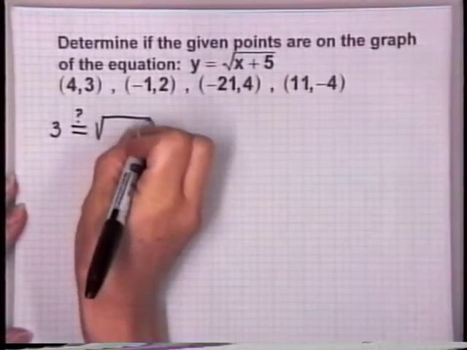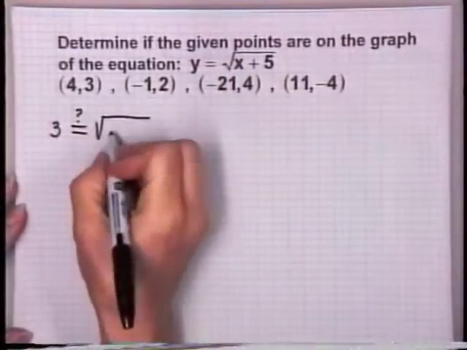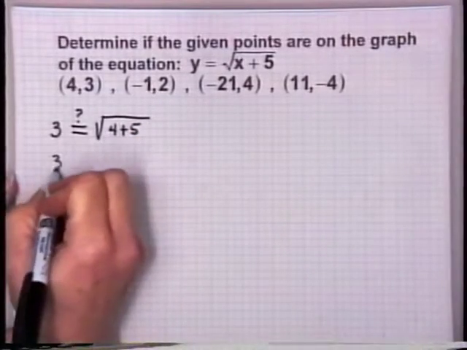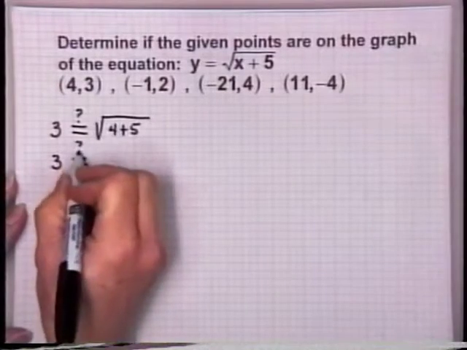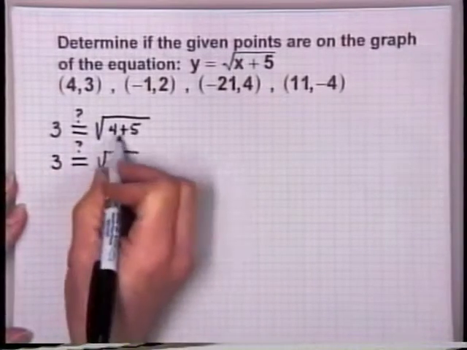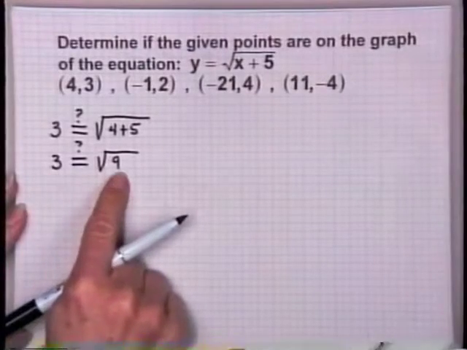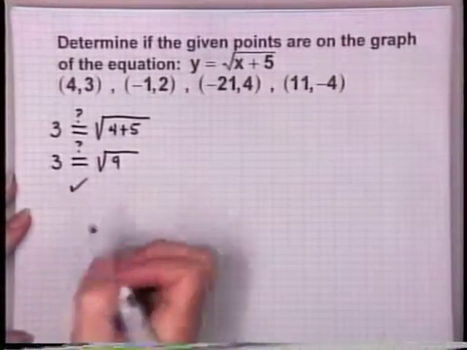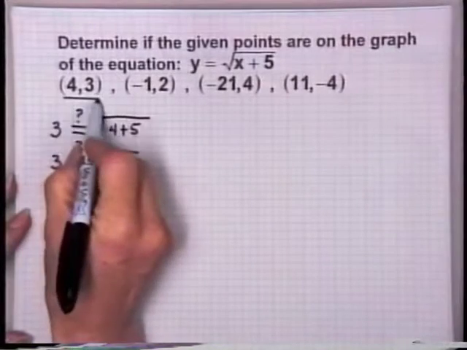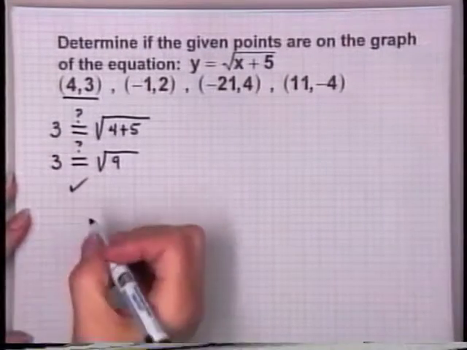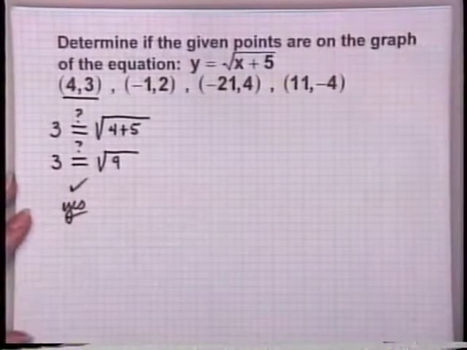We have a square root sign. In place of x, we're going to put 4 plus 5. And now we'll simplify, and of course it becomes pretty obvious that this is going to be true. 4 plus 5 is 9. Is 3 equal to the square root of 9? Well, of course, yes it is. So this point, 4, 3, is on the graph of the equation. So yes, it's on the graph.